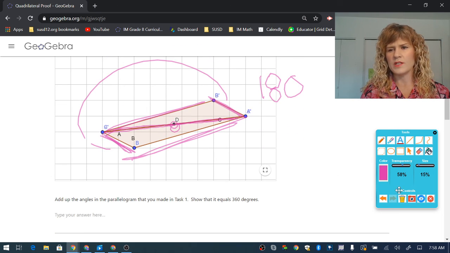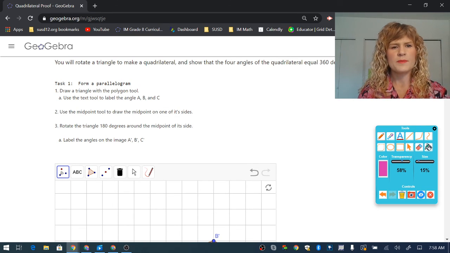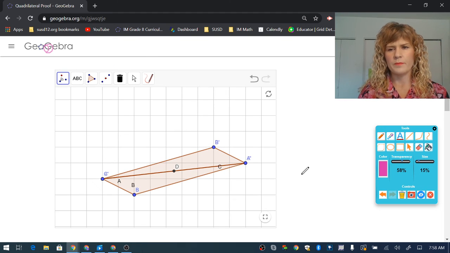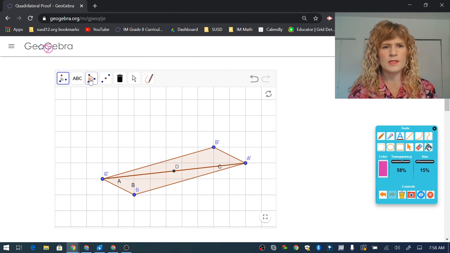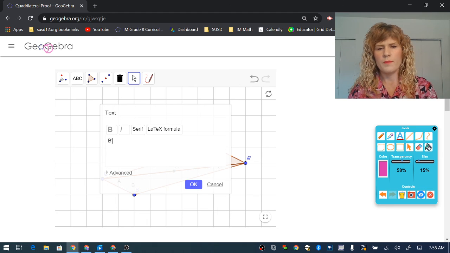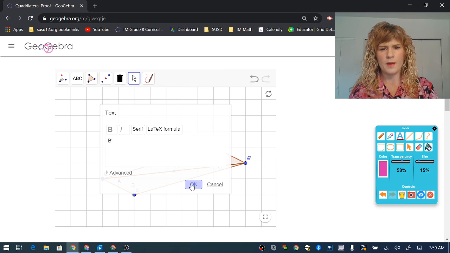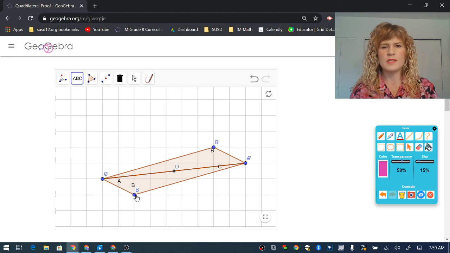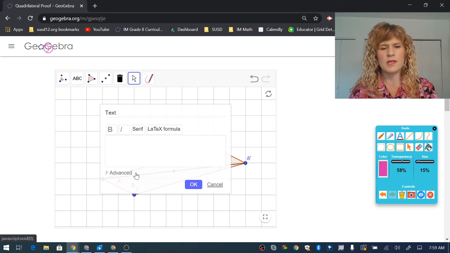Okay, we're not finished though. Hold on. The next step says label the angles on the image A prime, B prime, C prime. Okay, let's do it. Get the text tool and label these angles. So this is angle B. Now it is here. B prime. B prime is equal to B. I think I can just label that B because B prime is equal to B. Let's just keep it B. This is angle C, and this is angle A.